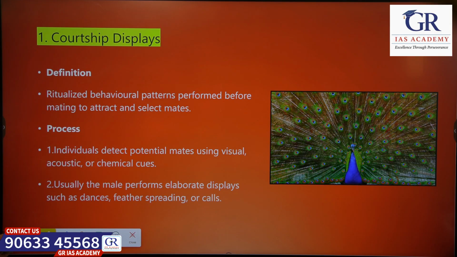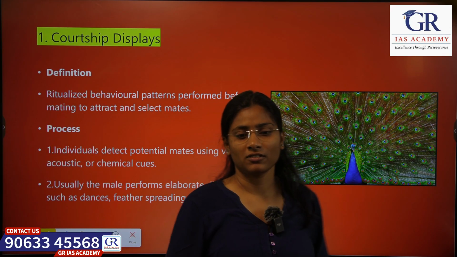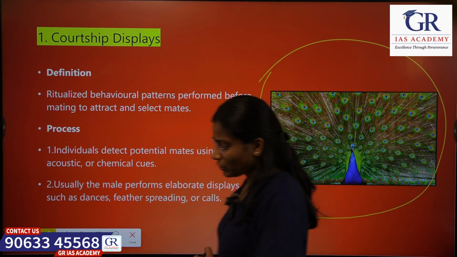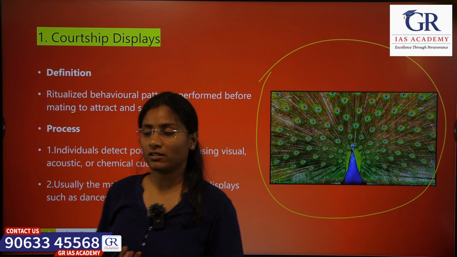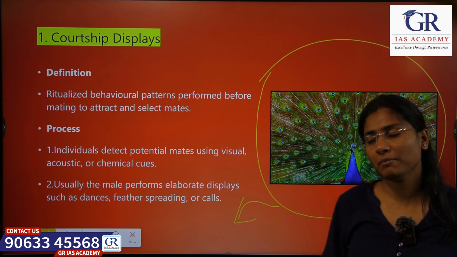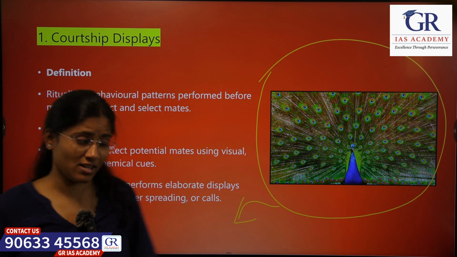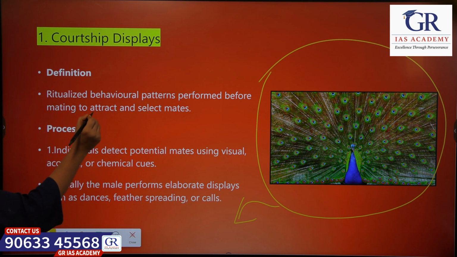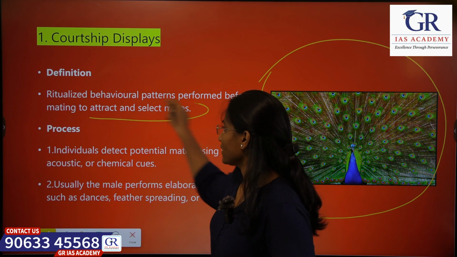So the first topic is about courtship displays. Usually we always notice peacock dances very nicely. Do you think the peacock dances nicely for you? No, it wants to attract its mate. That's why it shows this dance to attract a mate, and this is called courtship display. It is the behavior wherein an animal performs some display to attract its mates.